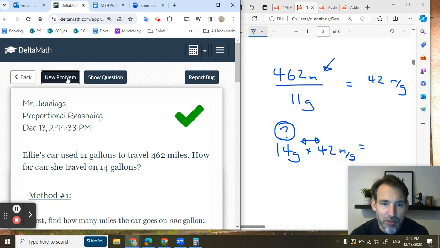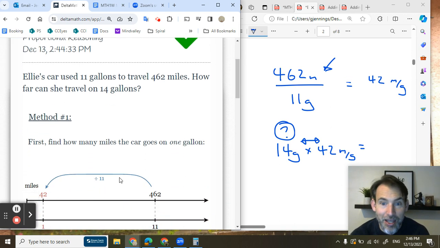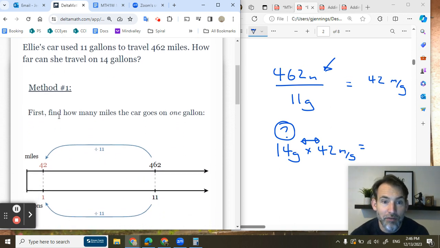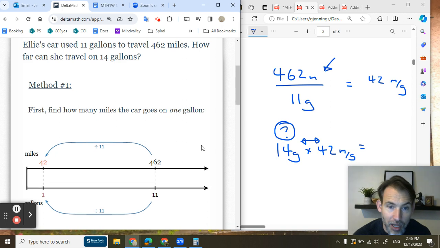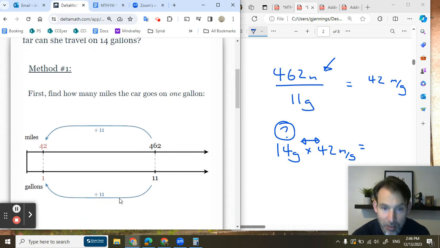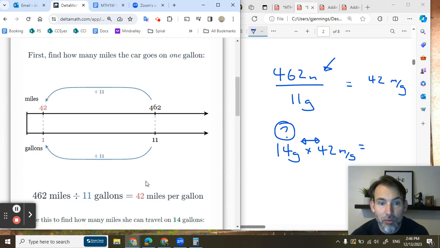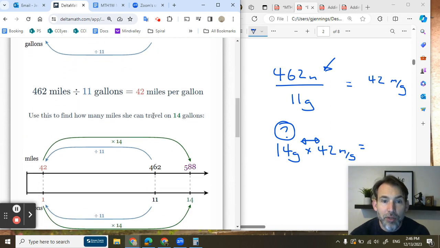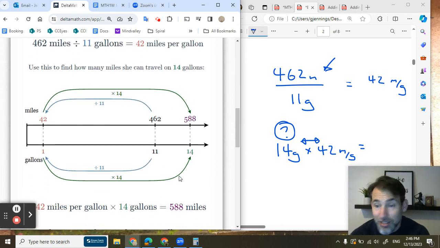Yeah, so this is proportional reasoning. And here's another thing that you want to do with Delta Math, is read their explanation. Method 1, first, find how many miles the car goes on 1 gallon. Divide by 11, sure, go to 1. 42 miles per gallon. Use this to find, and then we multiply. That's exactly how I did it.